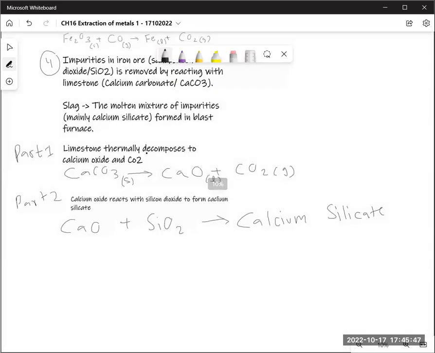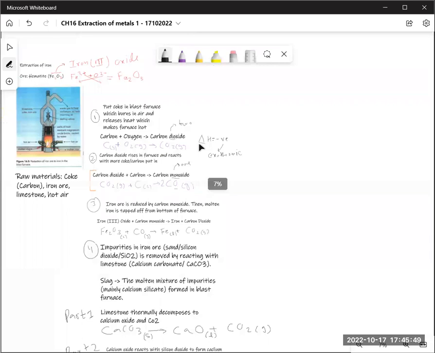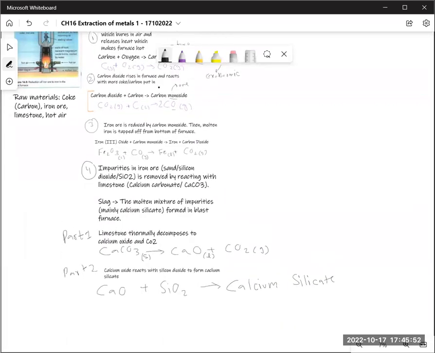Now, I want you to write this. It's quite long, you're writing quite long, but these are the 4 steps. There's nothing else they'll ask in the exam. That finishes the extraction of iron.